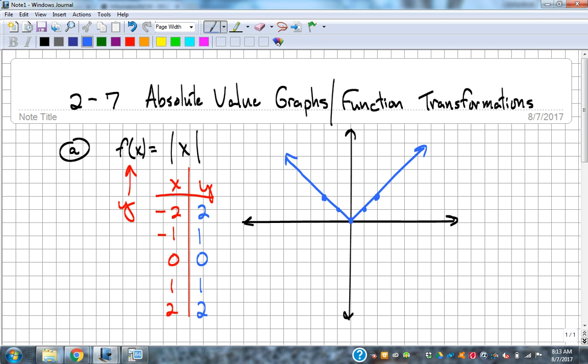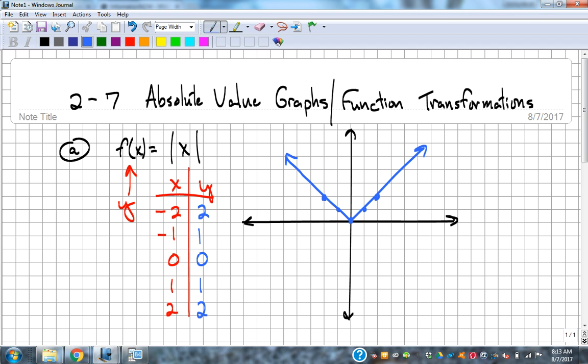When you're graphing lines in Algebra 1 in 8th grade, you didn't make a table for every line you drew, right? You had a format. You had a slope-intercept form, and you would put the dot on the y-intercept and then count the slope. It was quicker than making a table. We're going to find a quicker way to do this, okay?